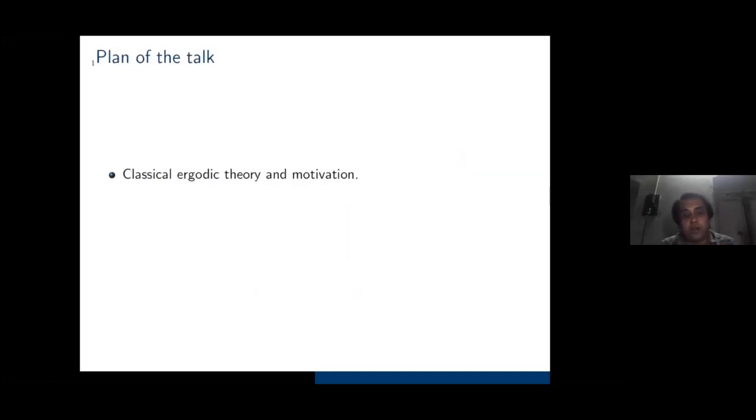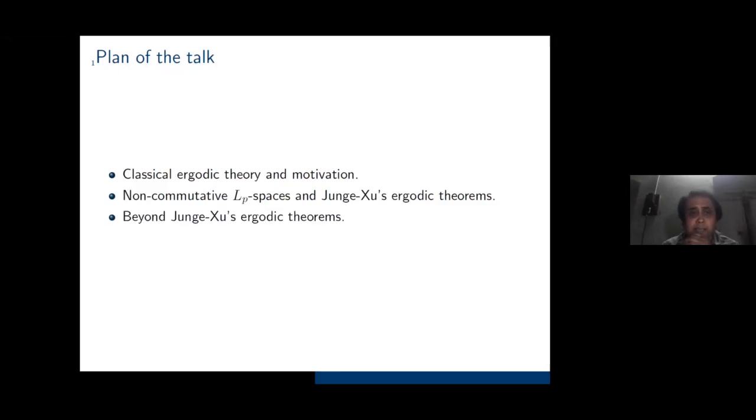So here is the plan of my talk. First I'll tell you about some classical ergodic theorems, and then I'll explain my setup, which involves a non-commutative generalization of our classical familiar LP spaces. Also, I'll describe one important ergodic theorem by Jung and Xu, which is really a very nice result in this direction. And then I'll explain what I have done with Guixiang and Simon in this direction.